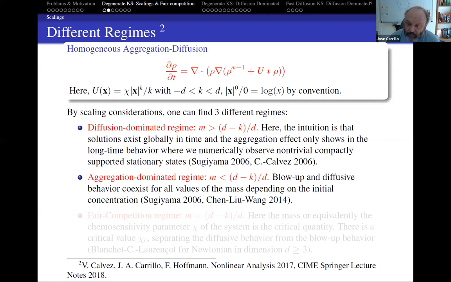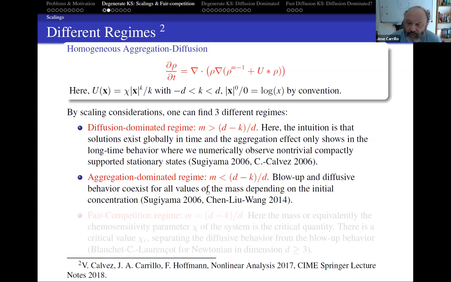So then you expect that you may have blow up in finite time for certain initial data, and that's exactly what happens. But it's also more complicated than that. It's not that there is blow up for every initial data; there are initial data that in fact are global and even diffuse. So there is a coexistence of behaviors in that case.